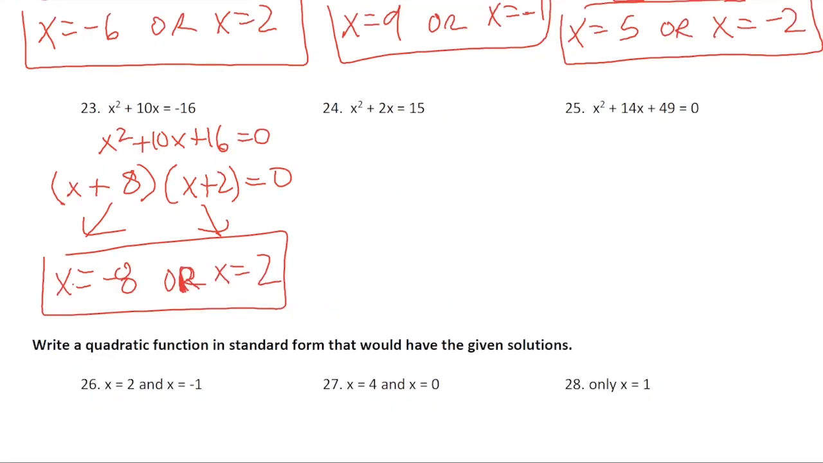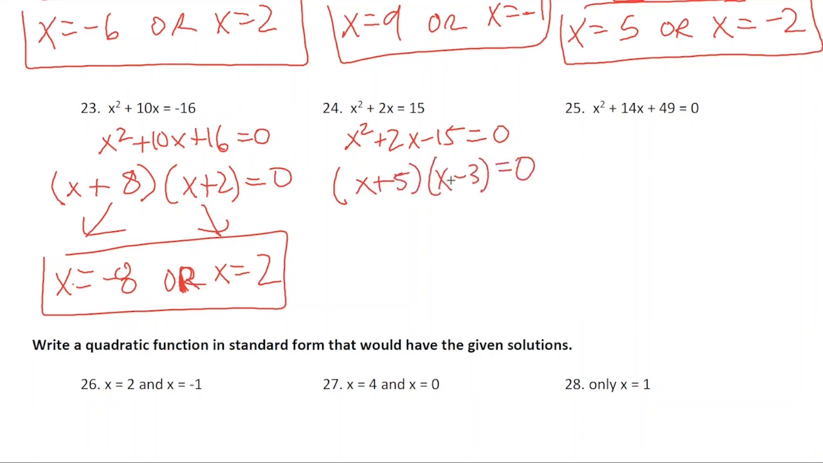Number 24, same deal. I mean, all these are kind of working out the same way. We're going to first set it equal to 0. Then we want to come up with two numbers whose product is negative 15 and whose sum is 2. So let's see, I think that would be 5 and negative 3.